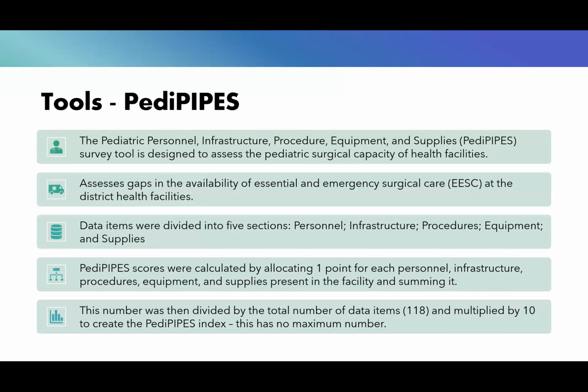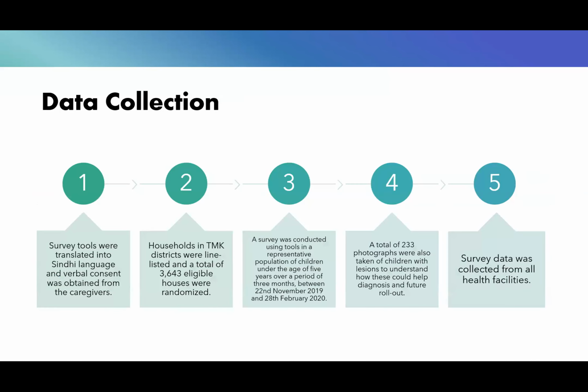So data items were divided into 5 sections: personnel, infrastructure, procedures, equipment, and supplies. The PEDI-PIPE score was calculated by allocating 1 point for each personnel, infrastructure, procedure, equipment, and supply present in the facility and summing it. This number was then divided by the total number of data items and multiplied by 10 to create the PEDI-PIPE index, and that index had no maximum number.